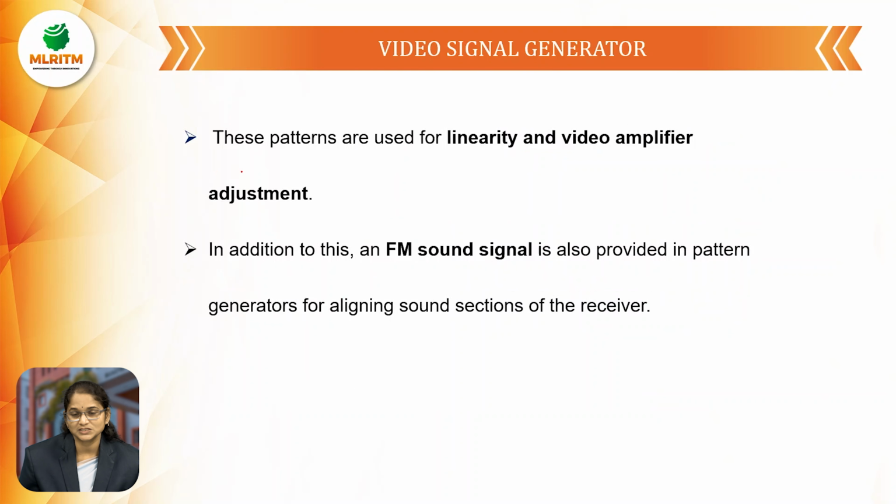Okay, these pattern generators are used for the linearity of the video amplifier adjustment. The vertical and horizontal carrier crosshatches we are going to use for linearity and video amplifier adjustment. In addition to this, we are going to provide the FM sound signal from pattern generators for aligning the sound section at the receiver side.